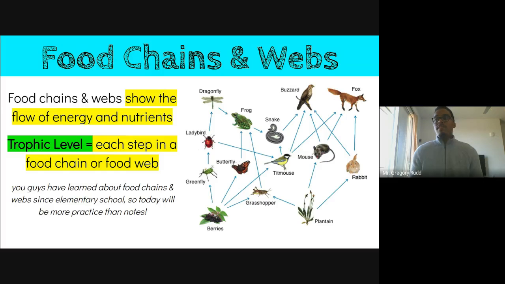Food chains and food webs show the flow of energy and nutrients within an ecosystem. A trophic level is each step in the food chain or in the food web. So as we move up the food chain, we're moving through different trophic levels.